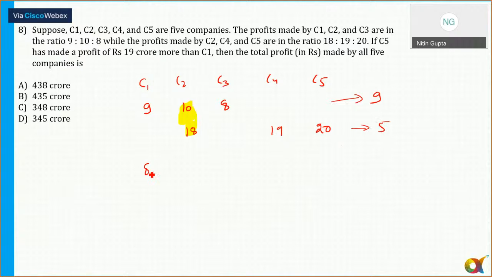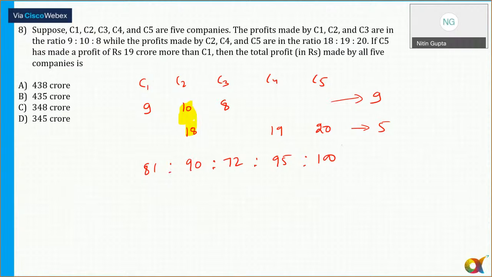9 into 9, 81. 10 into 9, 90. 8 into 9, 72. 18 fives are 90. C4 is 19 into 5, 95. And 20 into 5, that is 100. So the ratio of C1 is to C2 is to C3 is to C4 is to C5 is 81 is to 90 is to 72 is to 95 is to 100.